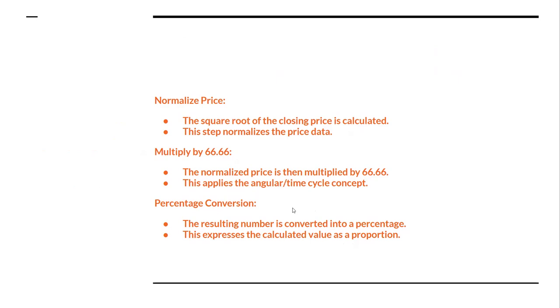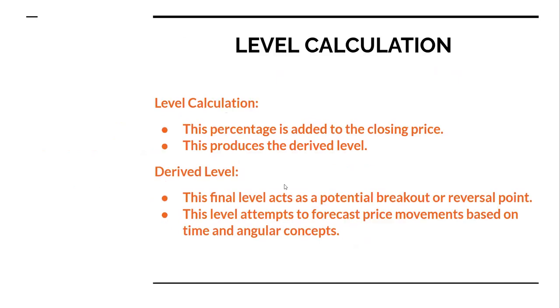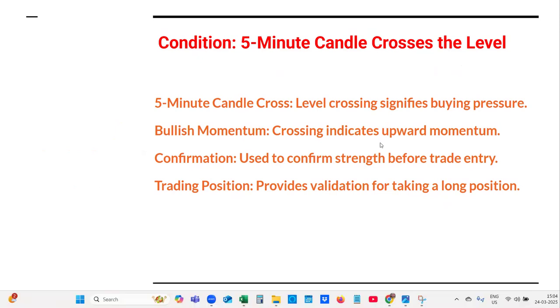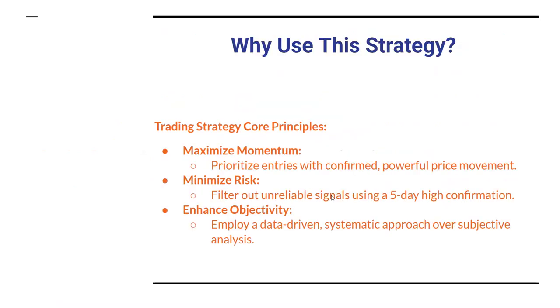Let me go to the condition level calculation. This is how we are going to calculate the levels. Here the condition is that the 5-minute candle crosses the level. That is the condition, and only then are we going to take the position. This provides validation for taking a long position.